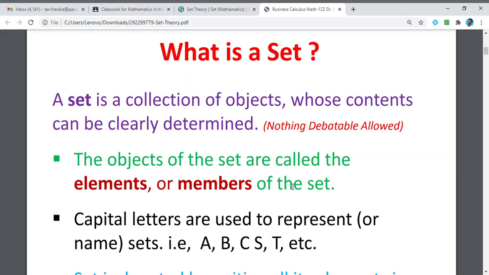Okay, good day. We'll be talking today about a set. So we have here a definition of a set. The set is simply defined to be a collection of objects whose contents can be clearly determined. So when we talk about set, a set is simply a group of different elements. It is composed of different numbers.